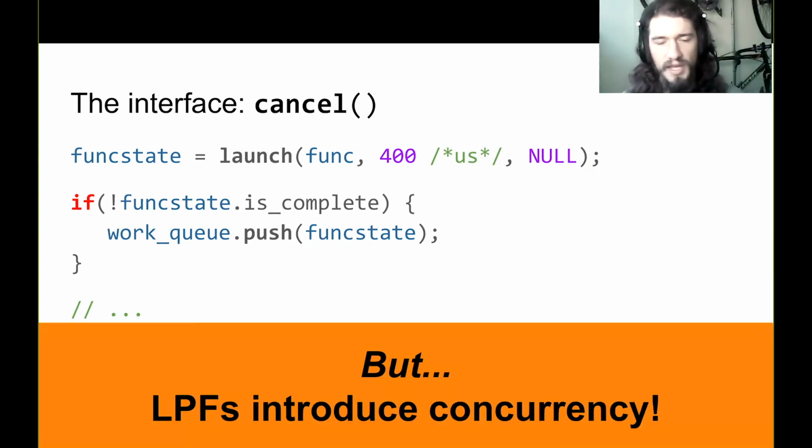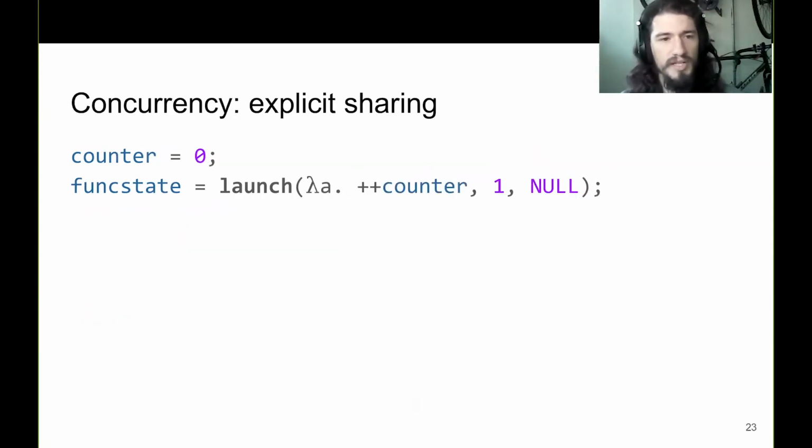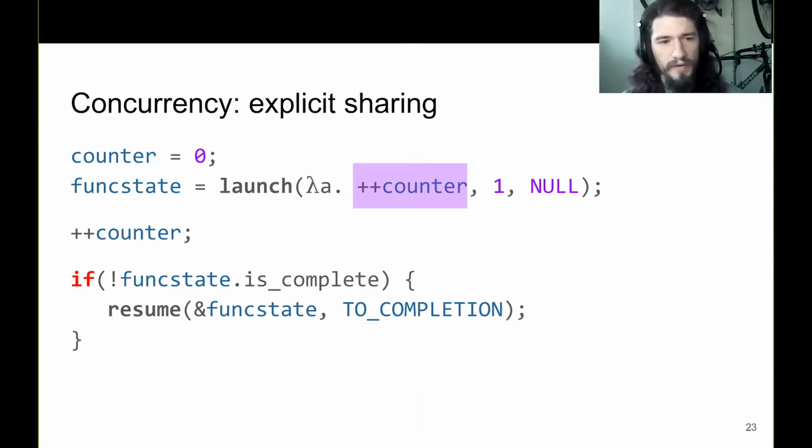One thing I want to highlight is that even though everything here is happening on the same thread, lightweight preemptible functions can introduce concurrency into your application. Here's an example. This preemptible function is a closure that captures the counter variable and increments it. It only gives it 1 microsecond to run, though, which may or may not be enough time. Then it increments the counter outside, checks whether the preemptible function had time to complete, and if not, allows it to run to completion, and then asserts the counter is equal to 2.